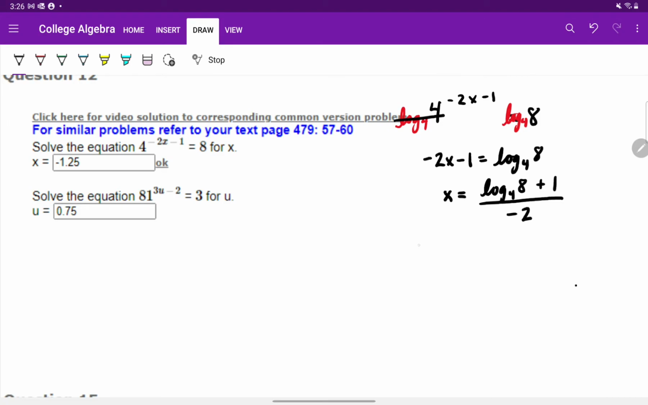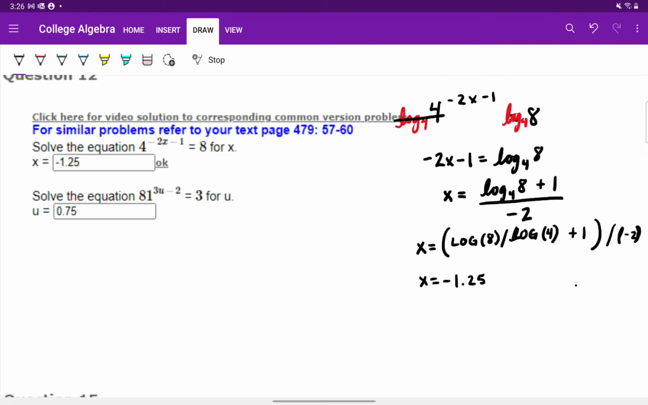So when we plug this into our calculator, we're going to type in log 8 divided by log 4 plus 1, and that's all in the numerator, so we're going to need parentheses there, and then we're dividing it by negative 2. So you might want parentheses around that negative 2 as well. And that's how you would type this into your calculator. And if you do that correctly, you should get something around negative 1.25.